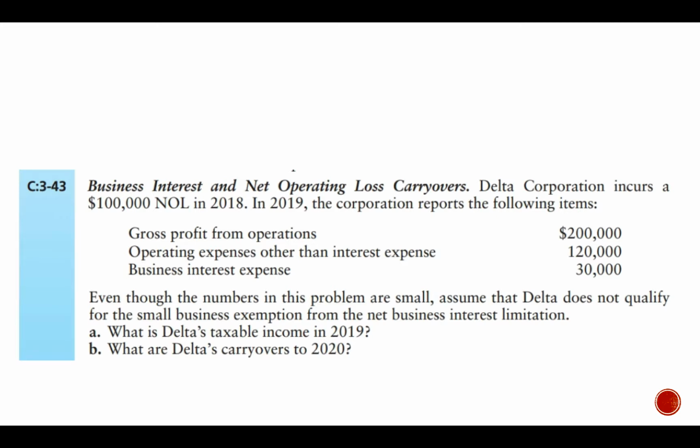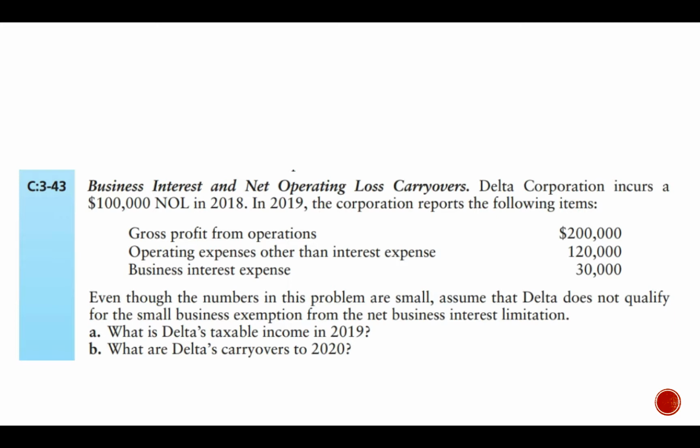First, we're going to look at Delta Corporation. They incur a $100,000 net operating loss in 2018. In 2019, they report the following items. Even though the numbers in this problem are small, we're going to assume Delta doesn't qualify for the small business exemption from the net business interest limitation. And you might look back at that. We talked about net business interest and what is deductible in previous slides. So A, what's the taxable income in 2019?